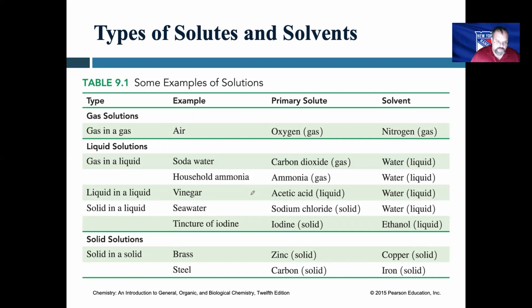As I said, the two most common types that you come across are solid in a liquid and liquid in a liquid. But again, there are many other types: gas in a gas, gas in a liquid, solid in a liquid. So really what it just goes to show you is that in theory, your solutes and solvents can be either solids, liquids, or gases. But again, the two most common types of solutions that you really come across are solid solute and liquid solvent, and liquid solute in liquid solvent.